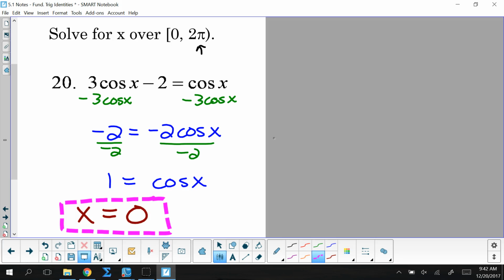Well, if it was sine, yeah, I see what you're saying. If it's sine, yes. If it's tangent, yes. If it's secant. So on your unit circle, what's the tangent at pi over 3? Square root of 3.